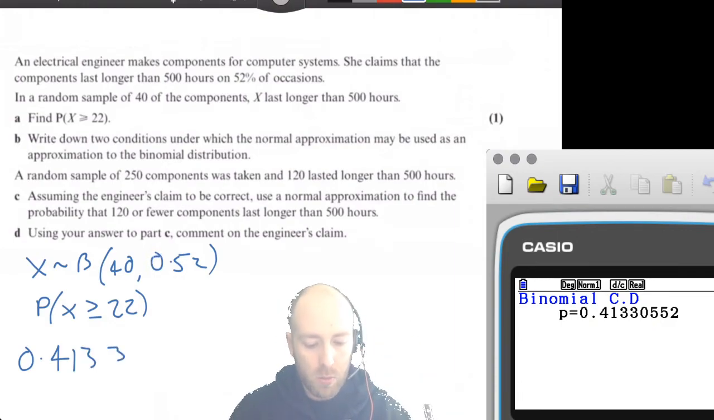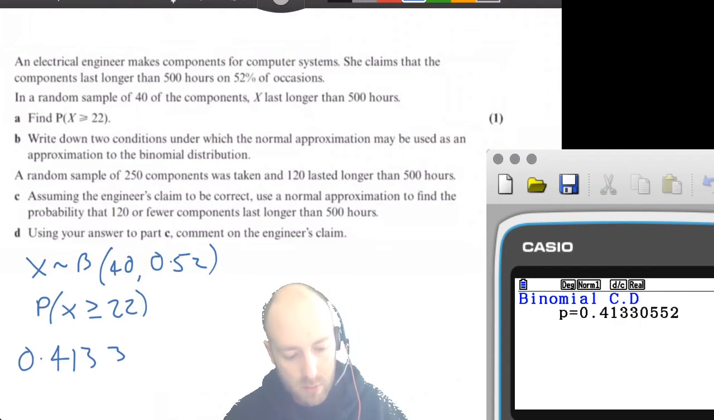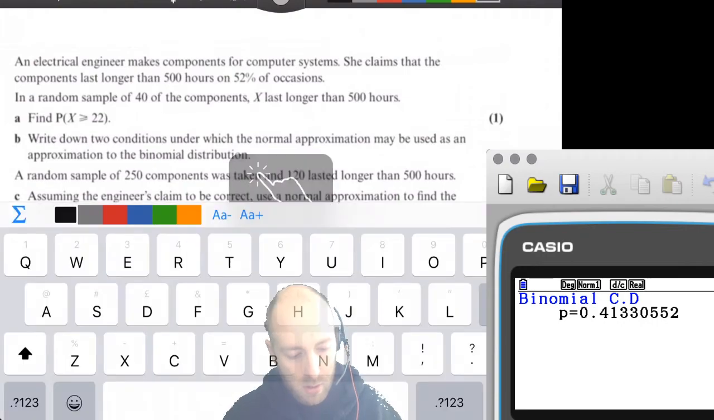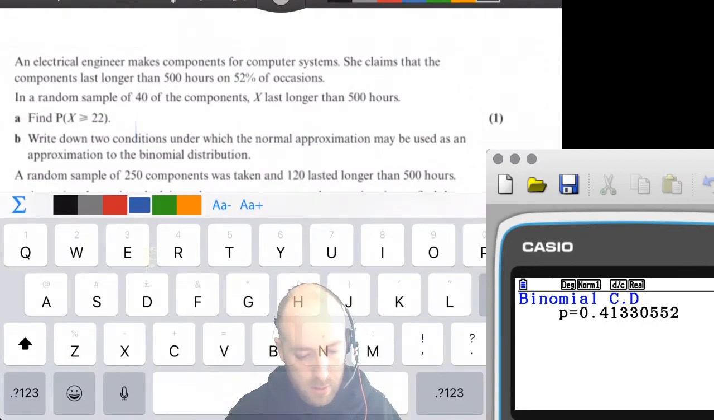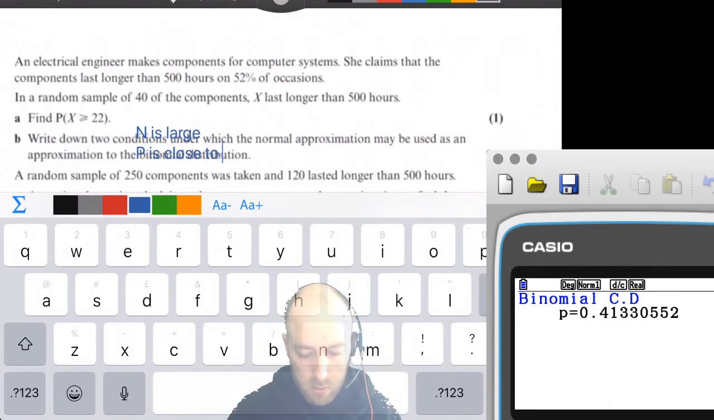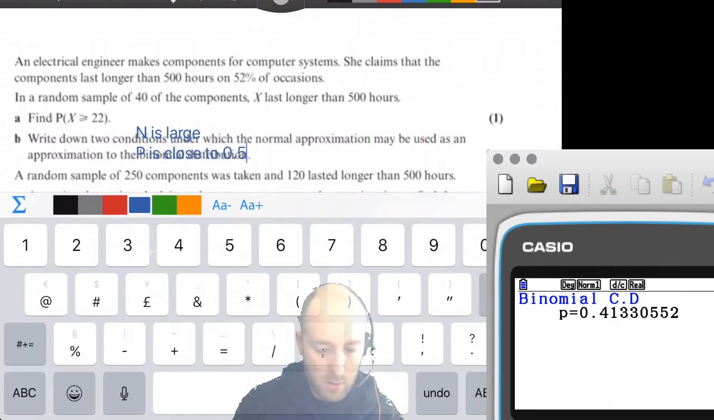Okay, second bit. What are the two conditions under which the normal may be used as an approximation to the binomial? Well, there's two of those. If I type these up: n is large and p is close to 0.5. So you just need to learn those.